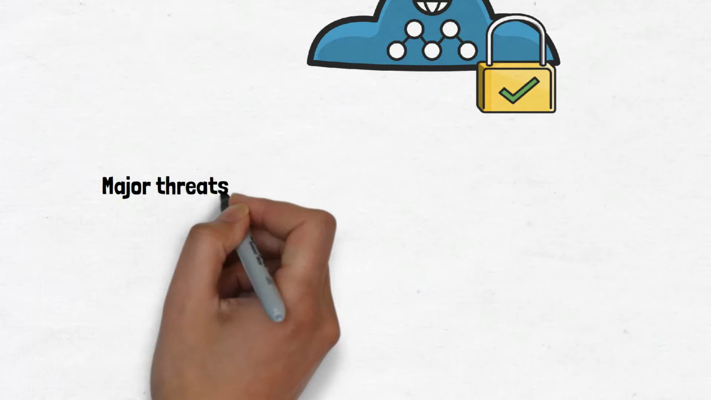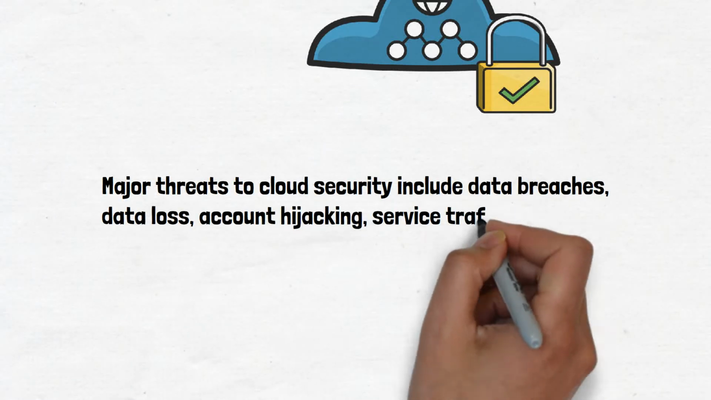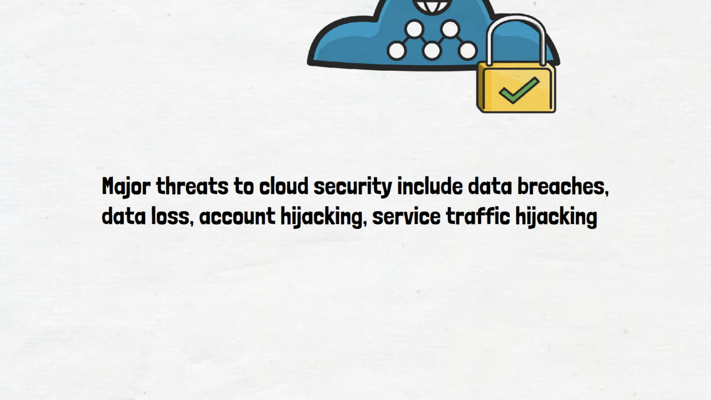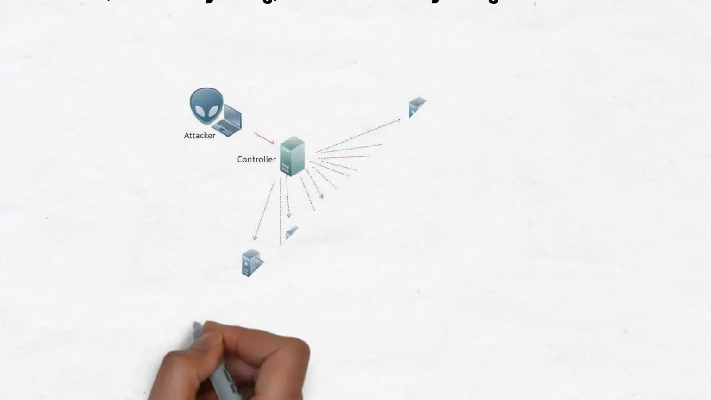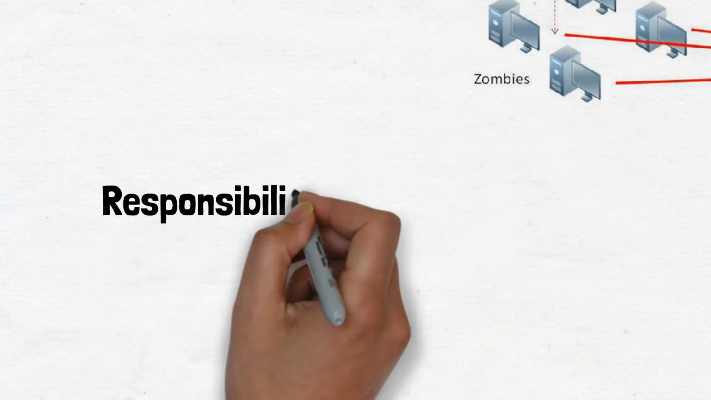Major threats to cloud security include data breaches, data loss, account hijacking, service traffic hijacking, insecure application program interfaces, APIs, poor choice of cloud storage providers, and shared technology that can compromise cloud security. Distributed denial of service, or DDoS, attacks are another threat to cloud security. These attacks shut down a service by overwhelming it with data so that users cannot access their accounts, such as bank accounts or email accounts.